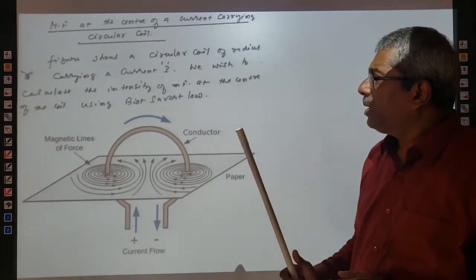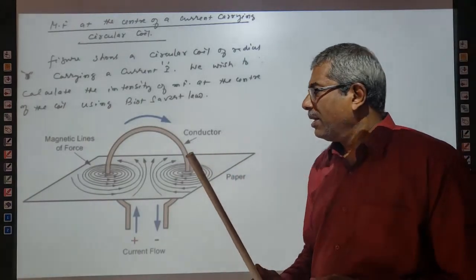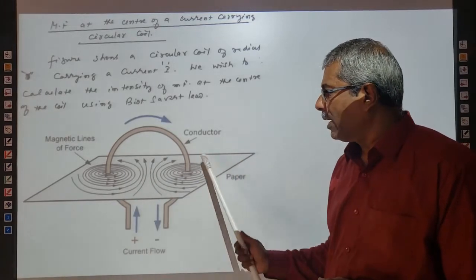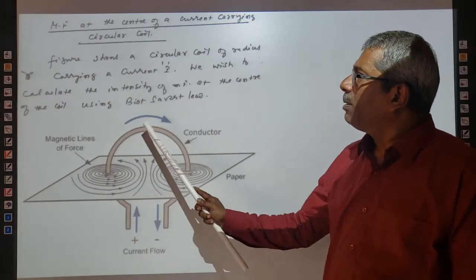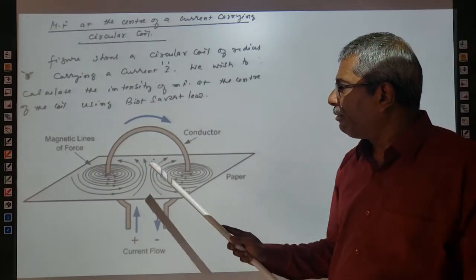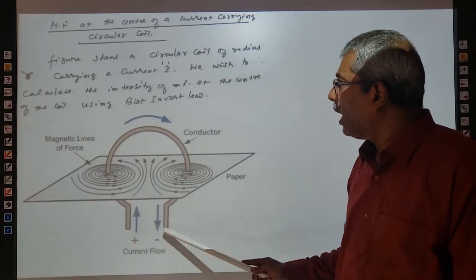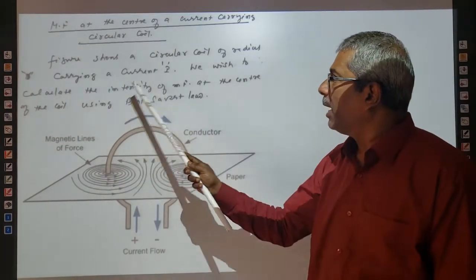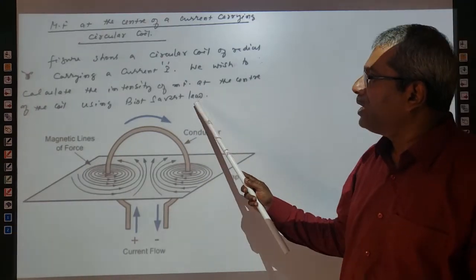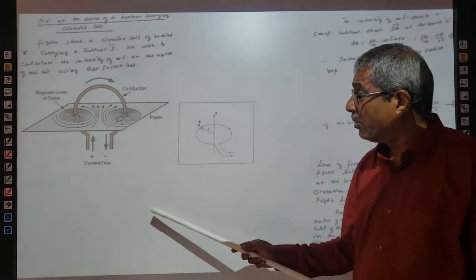Biot-Savart's law. Now we are explaining how Biot-Savart's law can be used to find the intensity of magnetic field at the center of a circular coil carrying current. The figure shows a circular coil of radius r carrying a current I. We wish to calculate the intensity of magnetic field at the center of the coil using Biot-Savart law, right?